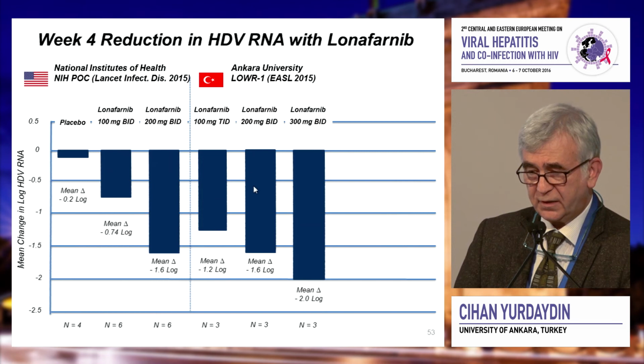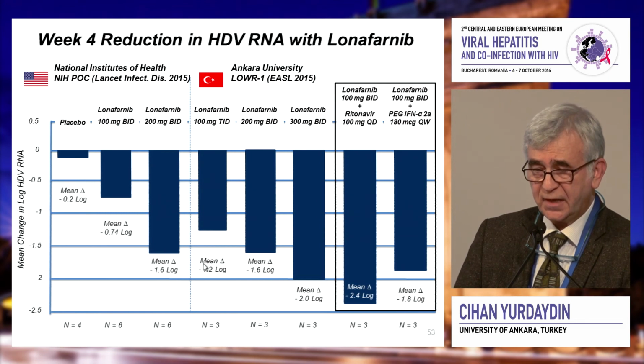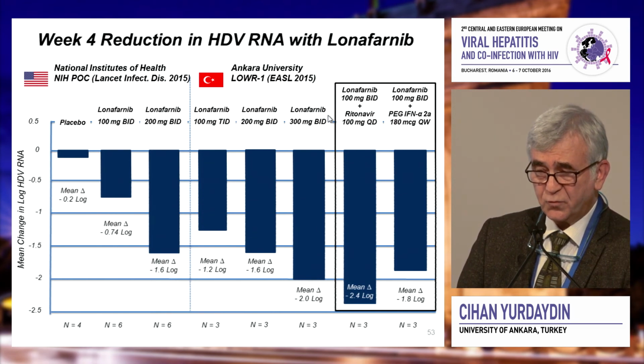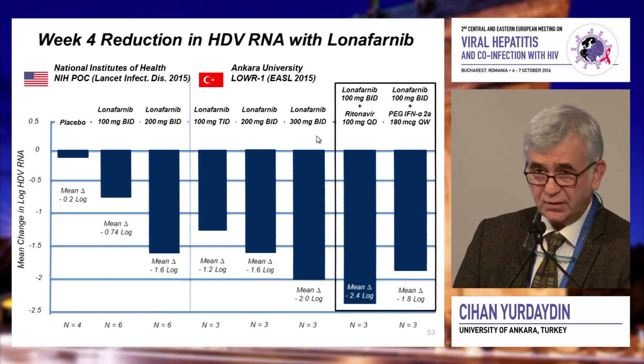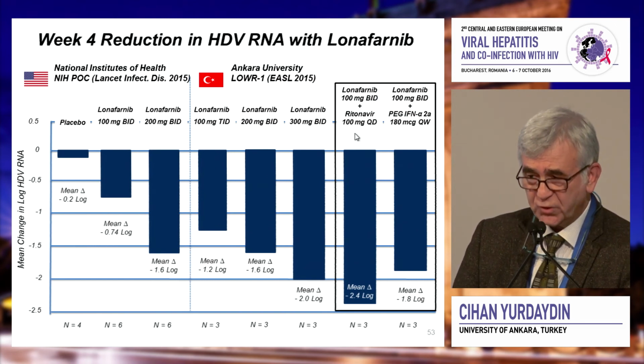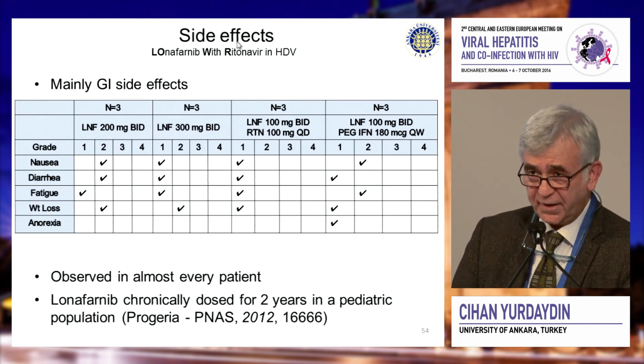These were done at my center in Ankara, and what we have seen is that first of all, with lonafarnib 200 milligram BID dosing, we had the same amount of decline of HDV RNA as with the NIH data. But higher dosing was associated with side effects. Lonafarnib 100 milligrams with ritonavir boosting and lonafarnib in combination with pegylated interferon appeared to be better treatment modalities than monotherapies. And the reason for that is the issue of side effects.